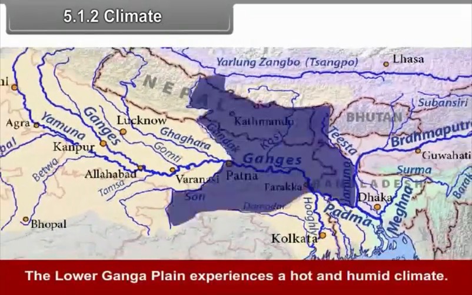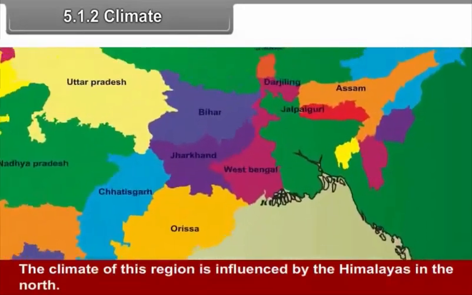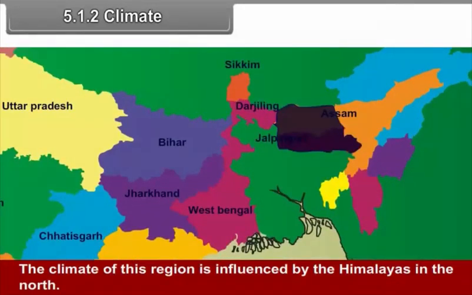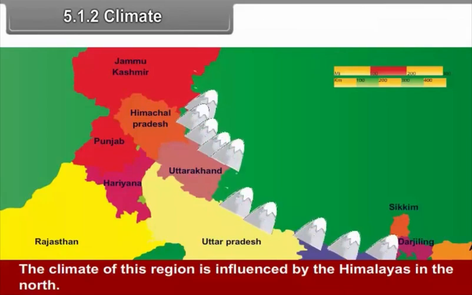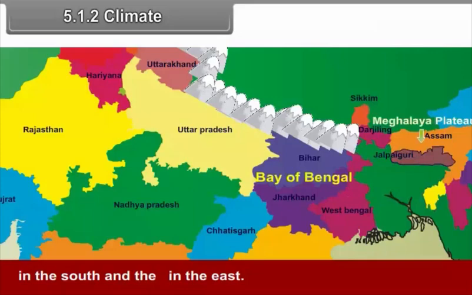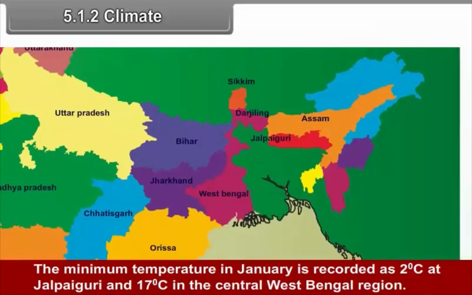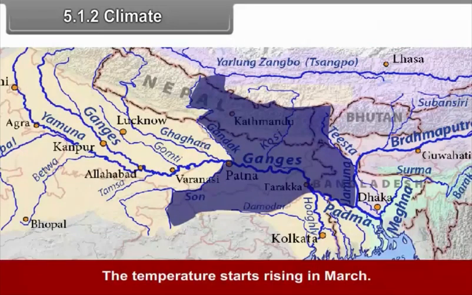The lower Ganga plain experiences a hot and humid climate. The climate of this region is influenced by the Himalayas in the north, Bay of Bengal in the south and the Meghalaya plateau in the east. The minimum temperature in January is recorded as 2 degrees Celsius at Jalpaiguri and 17 degrees Celsius in central West Bengal region.